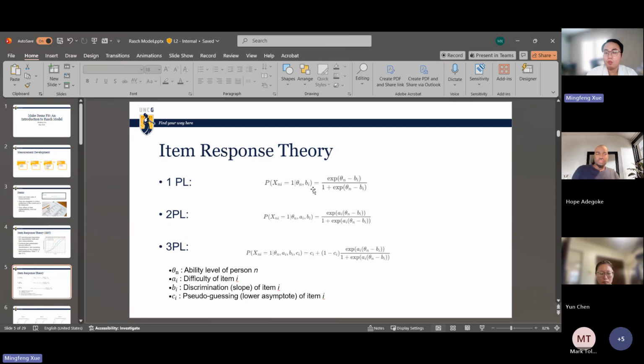Building from the 1PL, we only have one item parameter, difficulty. Then we have the two-parameter logistic model with discrimination and difficulty as the two item parameters. And then we can move on to the 3PL. There are three parameters: guessing, denoted by C, a discrimination parameter A, and a difficulty parameter B. So when we're talking about different IRT models, we use numbers, and those numbers refer to the number of item parameters.